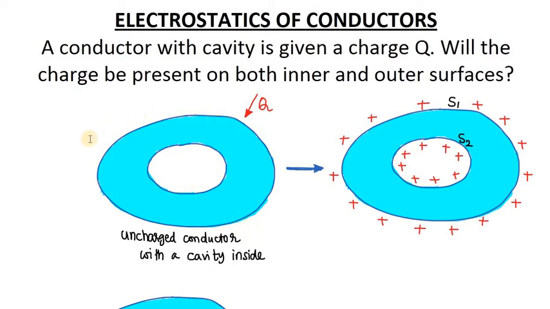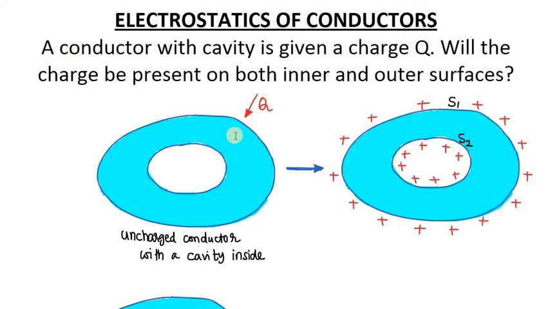So in the first figure we have an uncharged conductor with a cavity inside it. Hollow portion. Cavity means this is a hollow. Here we can say vacuum or it could be air, but there is no metallic material present here. Now suppose from outside a charge Q is given. Initially the metal is uncharged. Now we give a charge Q to the conductor.